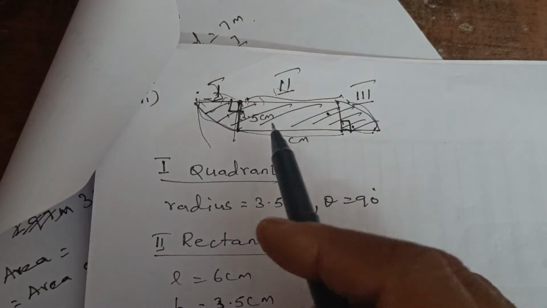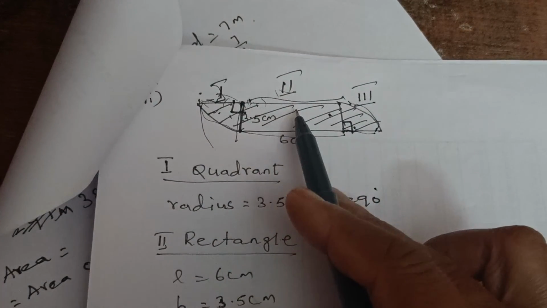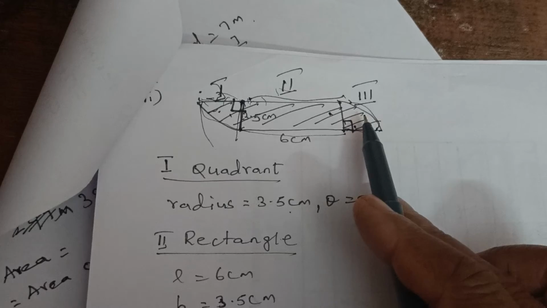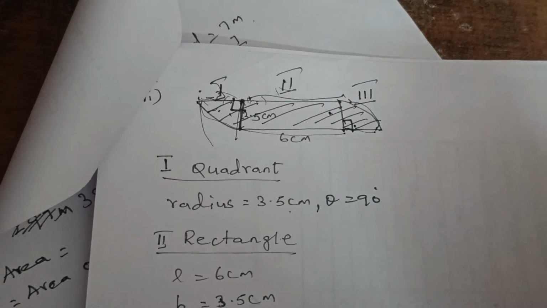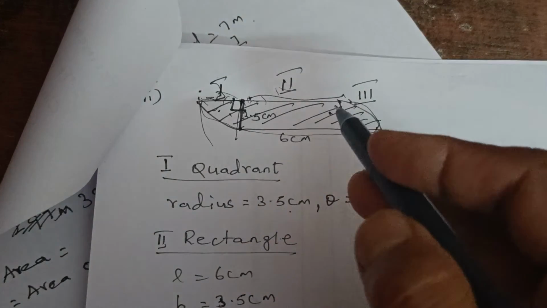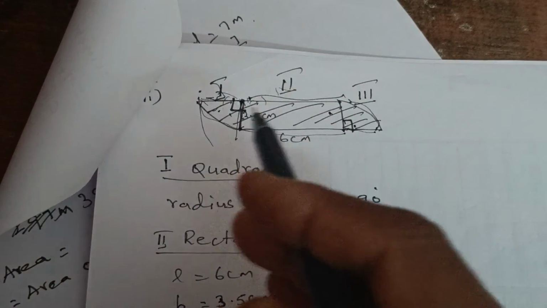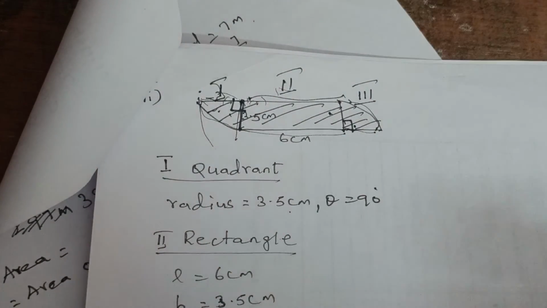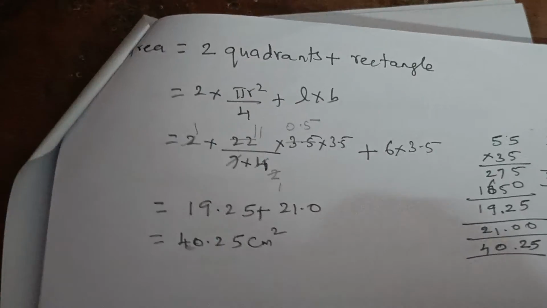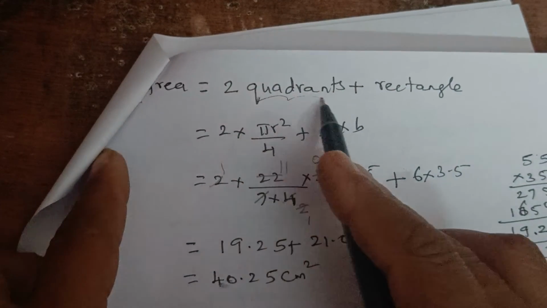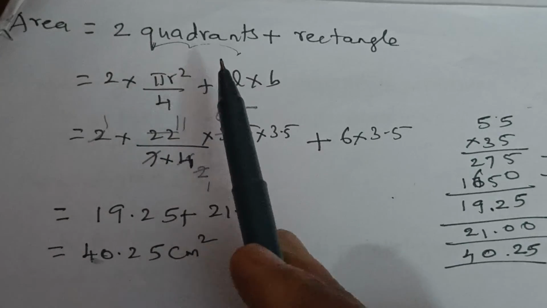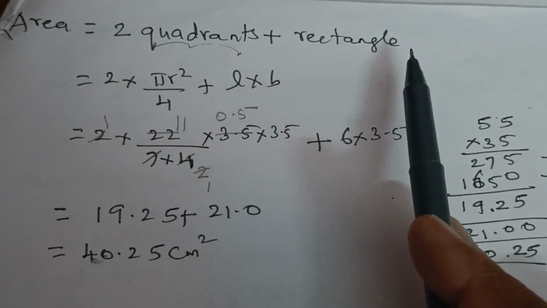Okay, now let us find the area of this. How to find the area? Area of the quadrant plus area of the rectangle plus area of the quadrant. Because they are joined from outside. It is not one inside the other. They have joined from outside. So we have to add all the three figures. So what are we getting? The total area is 2 quadrants plus the rectangle.